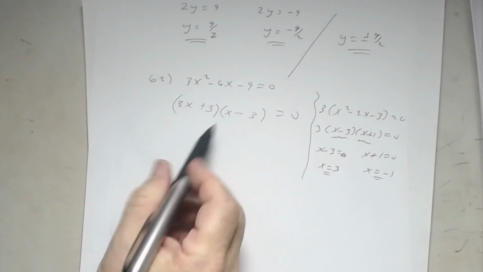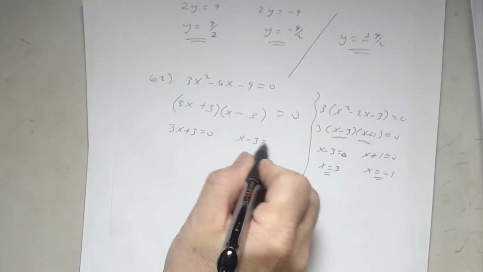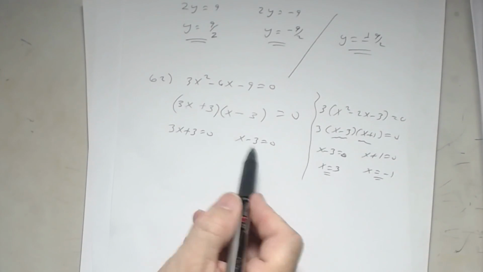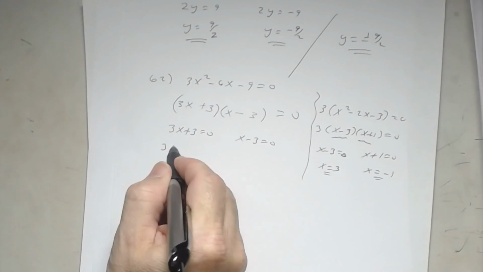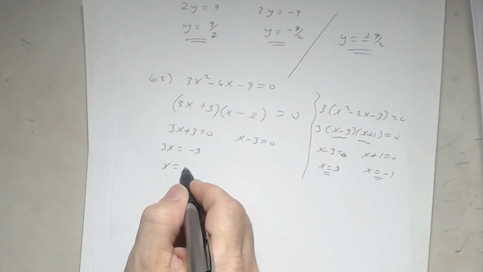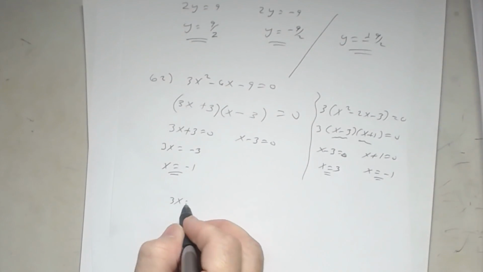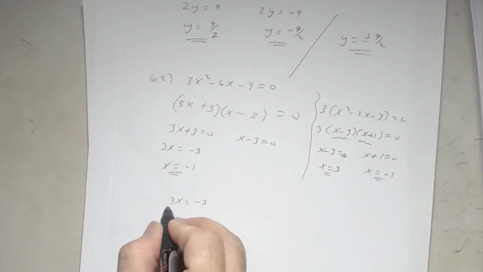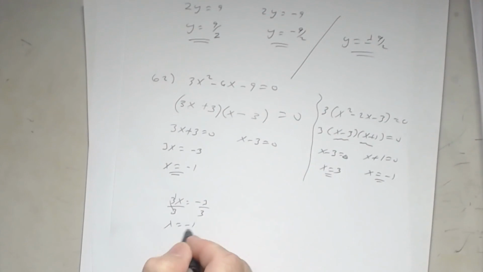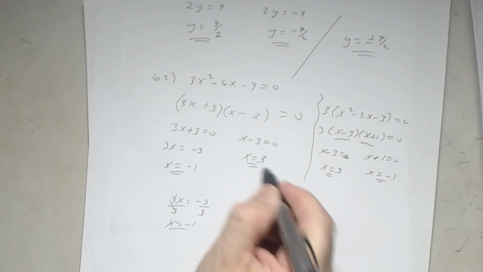Then you set each one of these equal to 0. So 3x plus 3 equals 0 and x minus 3 equals 0. Notice I went from a quadratic equation to two linear equations. So 3x equals negative 3, so that means x is negative 1. You see that, right? Because you have to subtract the 3, then divide both sides by 3. So x is negative 1. Over here, what's x? x minus 3 equals 0, so x is 3.